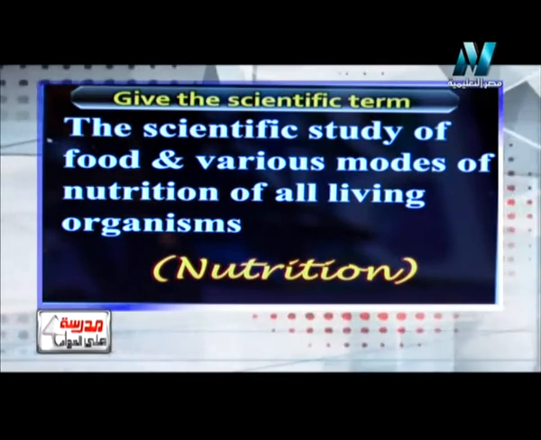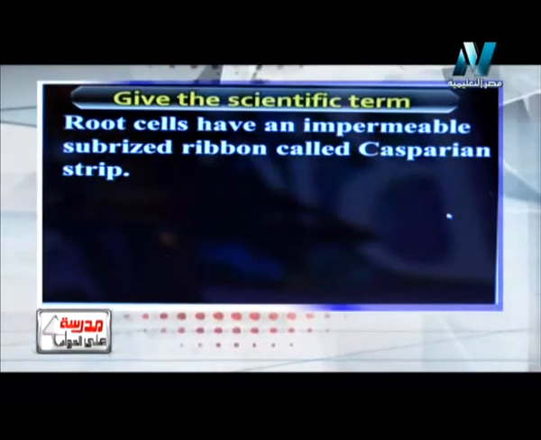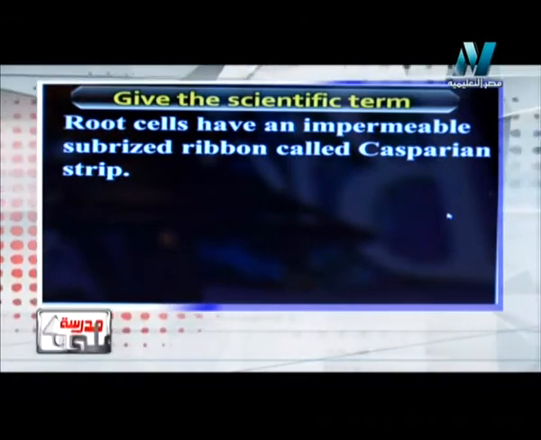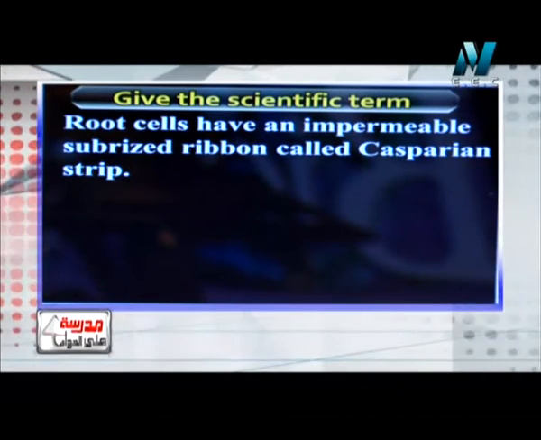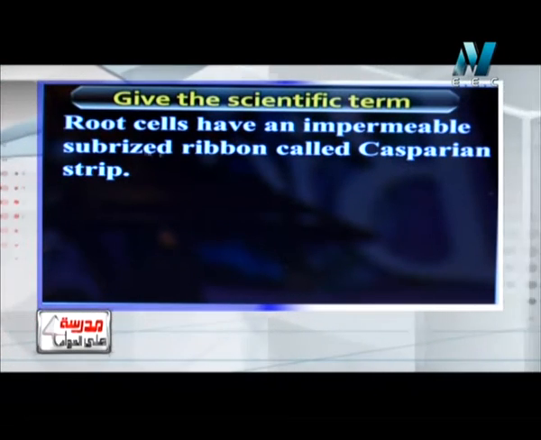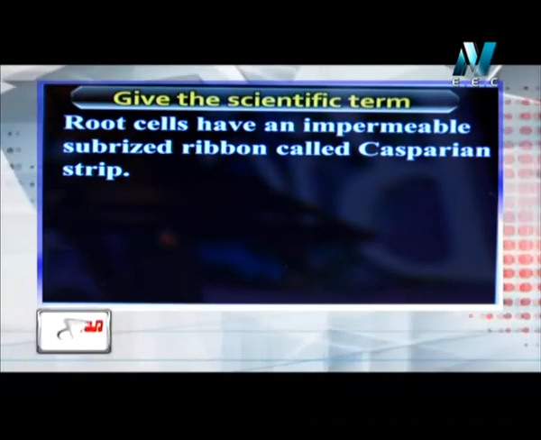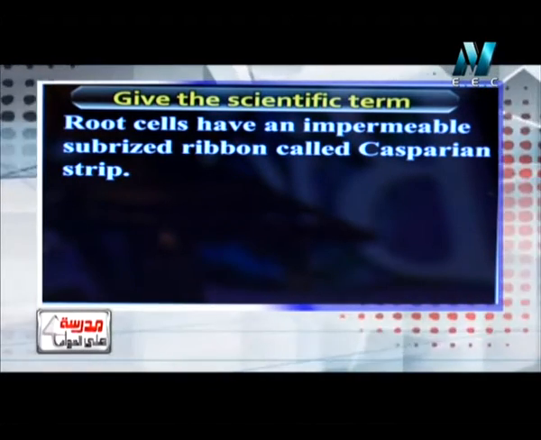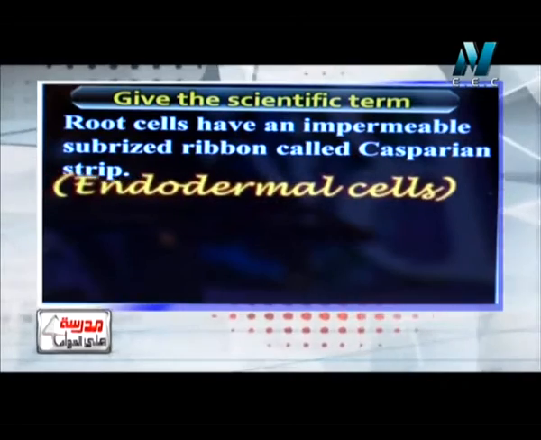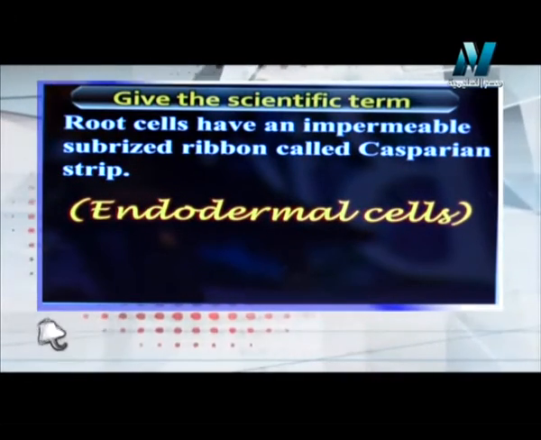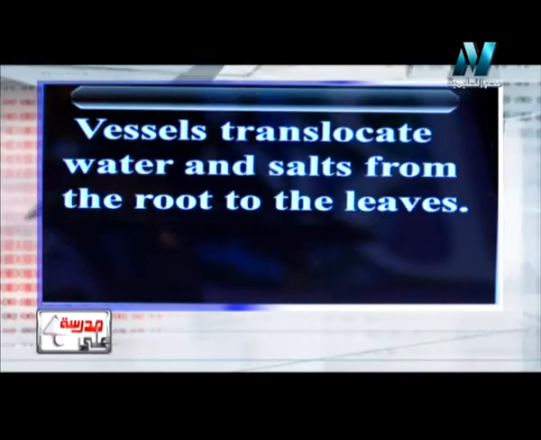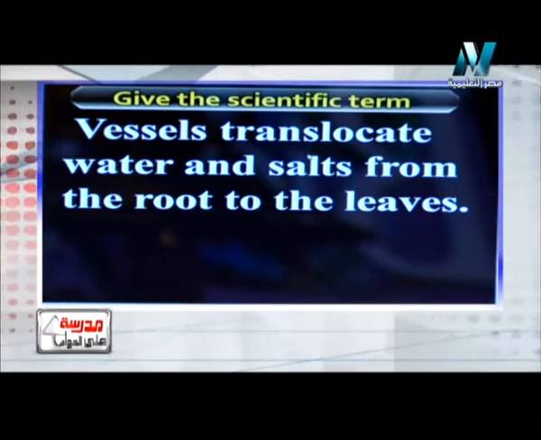The next concept. Root cells have the impermeable suberized ribbon called the Casparian strip. That is found in the endodermal cells, which are part of the endodermis.